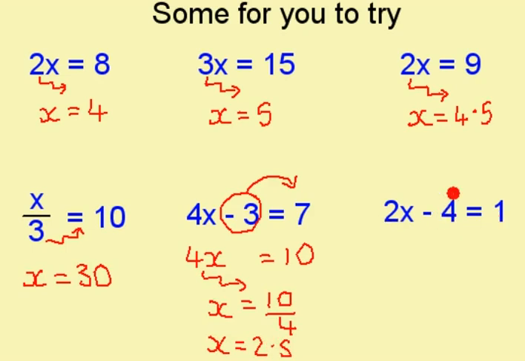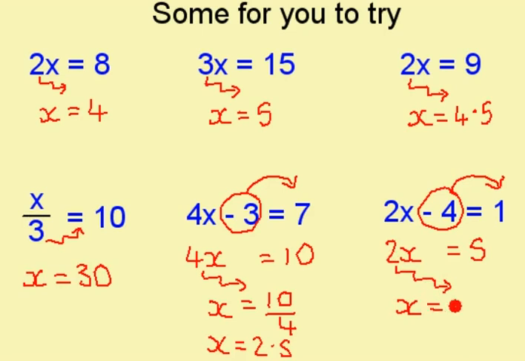Another combination, we've got float and ping first. So the minus 4 is going to float and ping and become plus 4. 1 plus 4 is 5. And then we've got 2 to go down the escalator. So x is 5 over 2, which is 2.5.